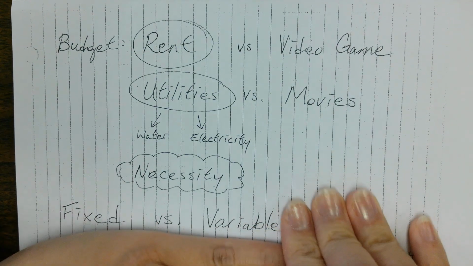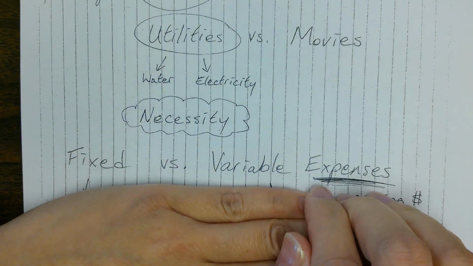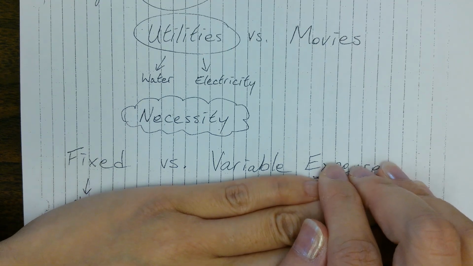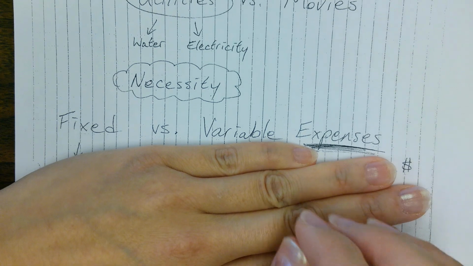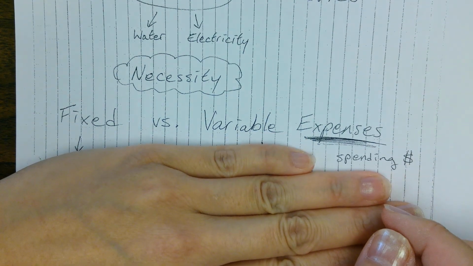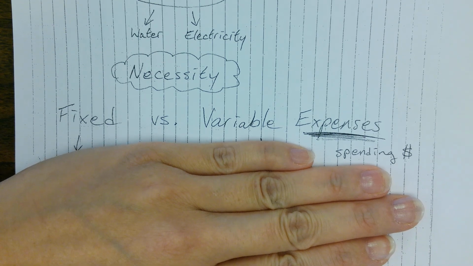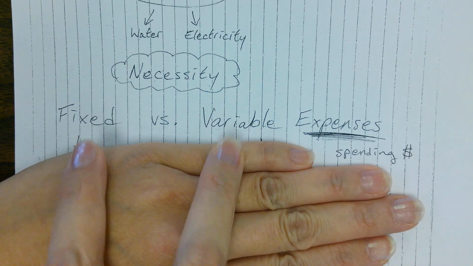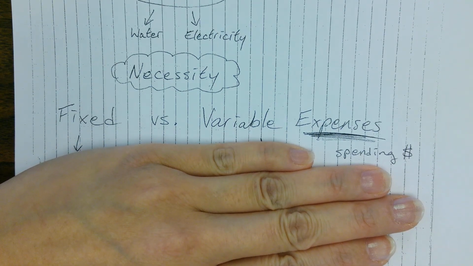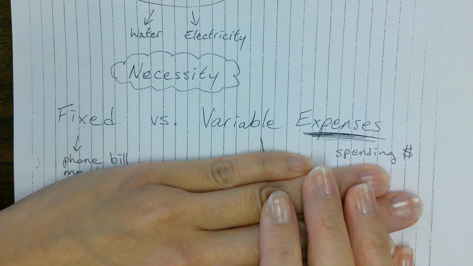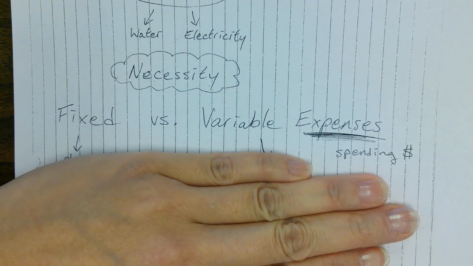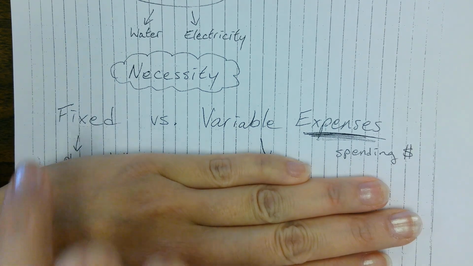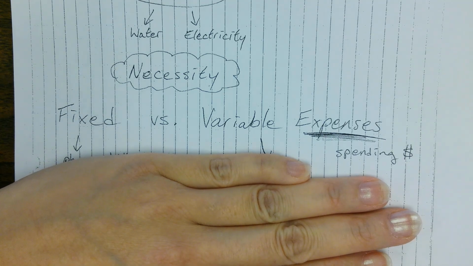And then you also have what's called fixed and variable expenses. What are expenses? Okay. Spending. So it's just spending. Expense means spending money. There's two types: fixed expense and variable expense. So what's an example of a fixed expense? Rent. Good. Okay, so rent doesn't change. You have to pay the same amount every month. So that's considered fixed. What's another one that's fixed?